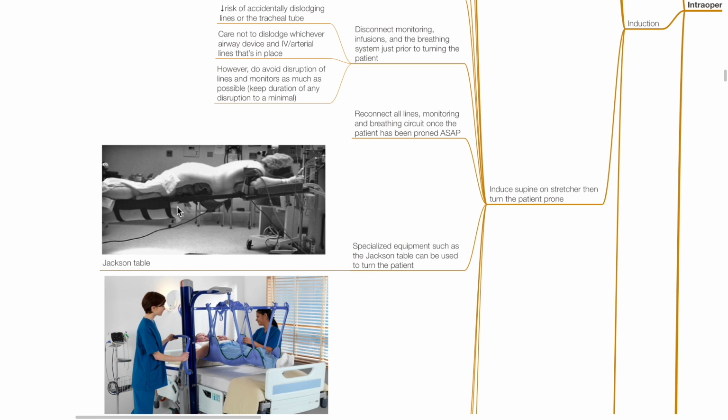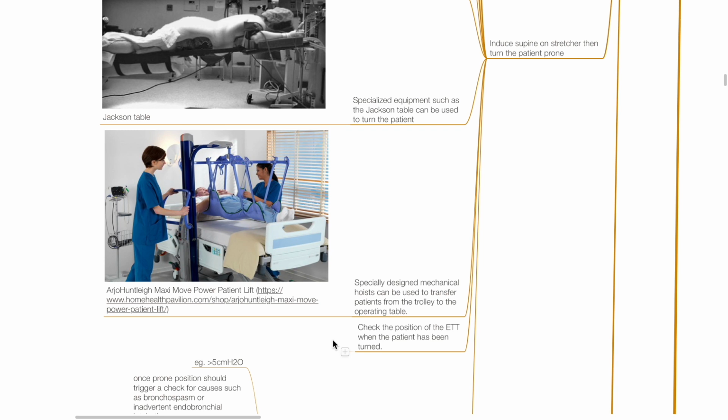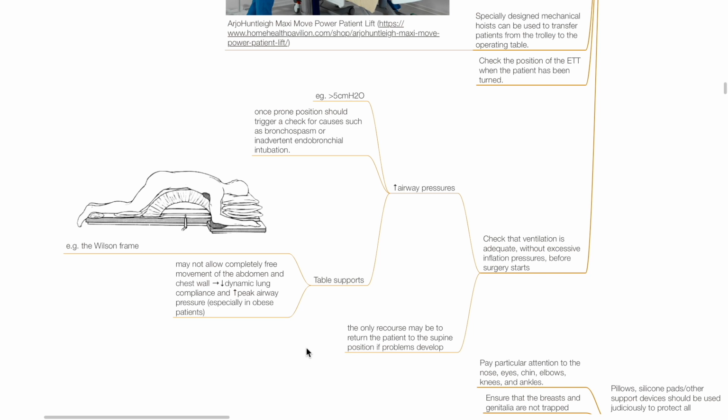Specialized equipment such as the Jackson table can be used to turn the patient prone. Specially designed mechanical hoists can be used to transfer the patient from the trolley to the operating table. Check the position of the ETT when the patient has been turned. Check that ventilation is adequate without excessive inflation pressures prior to surgery.